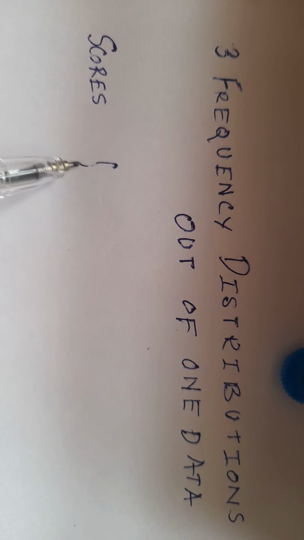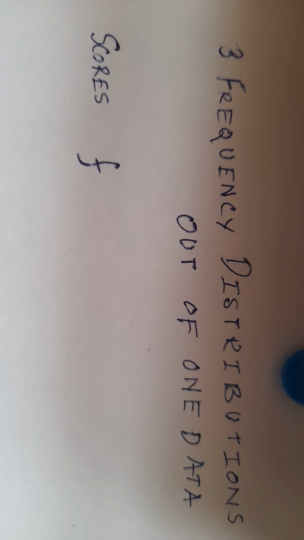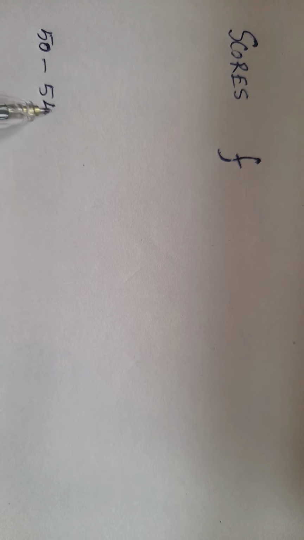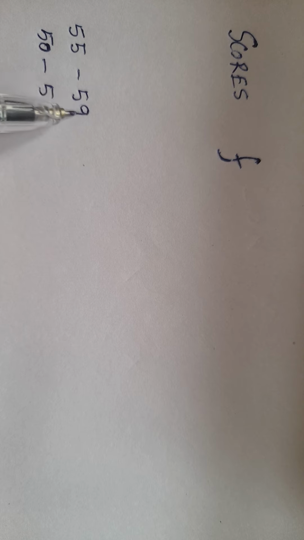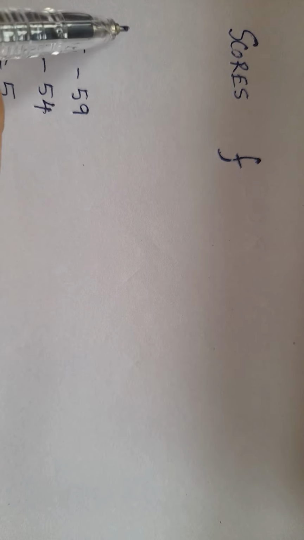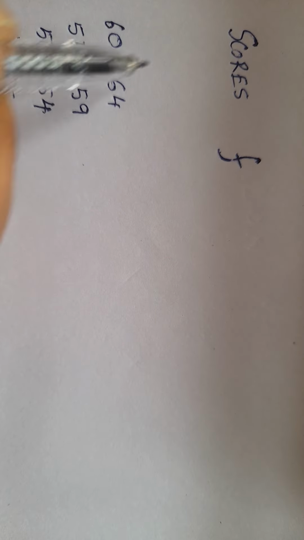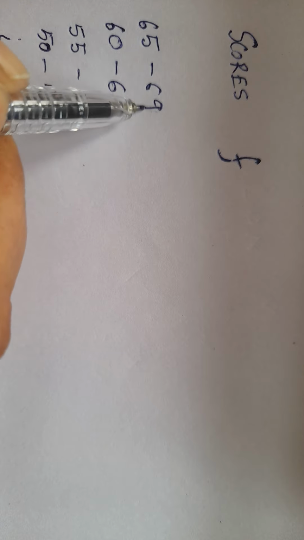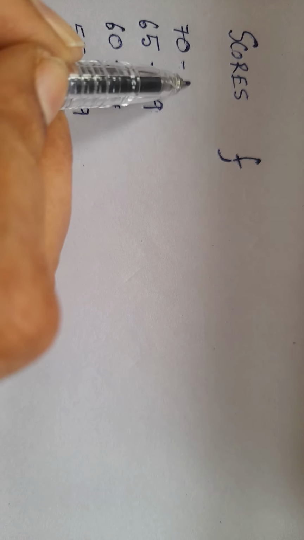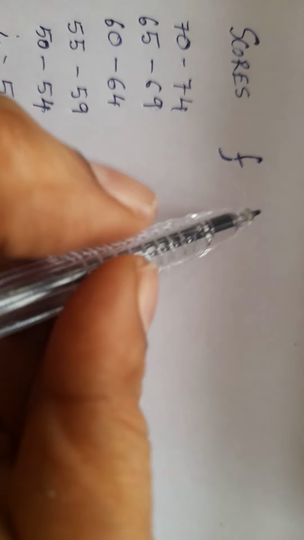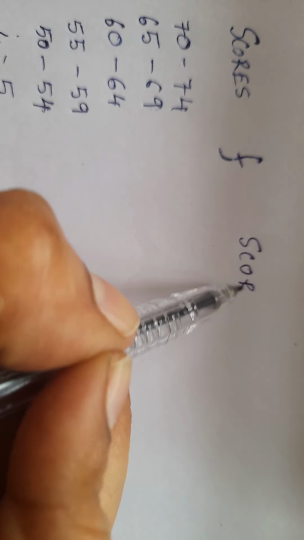and frequency, the way in which we are tabulating frequency distribution, it comes like this: 50 to 54, interval is 5, 55 to 59. Now let me write the interval here. I is equal to 5. 60 to 64, 65 to 69, 70 to 74. Now what are the other methods of writing the same scores?